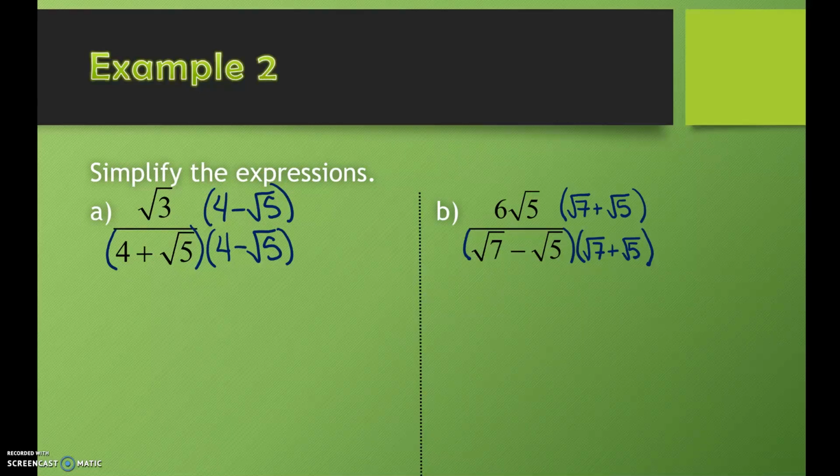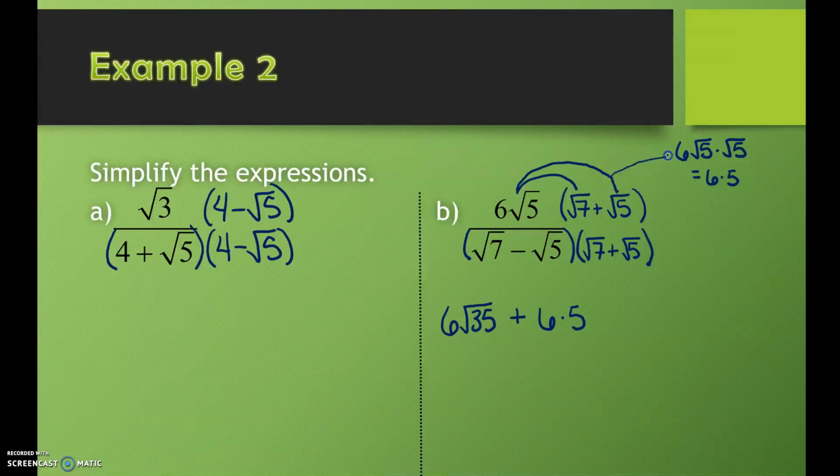So in B, let's distribute. 6 square root of 5 times square root of 7. The only things you can actually multiply together are square root of 5 and square root of 7, which is square root of 35. So 6 square root 35. 6 square root of 5 times square root of 5 would be 6 times 5, or 30. So taking that up here, we have 6 square root of 5 times the square root of 5. That really just becomes 6 times 5. That's where that one came from.